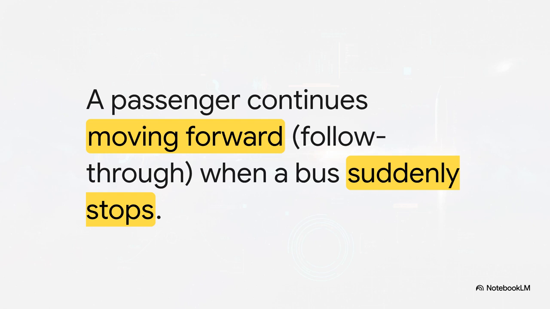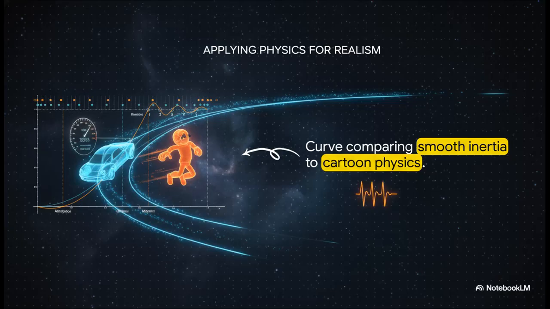In animation, we call this follow-through. It's the exact same reason why clothing and hair drag behind a moving character. An object at rest stays at rest until it's actually forced to move. So, how in the world do we actually program that into software?